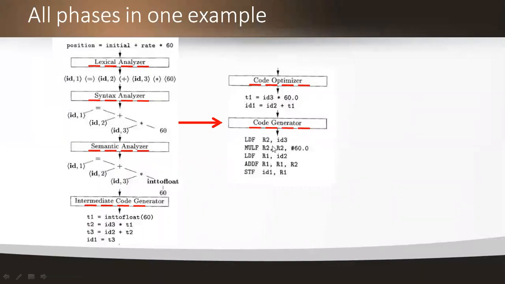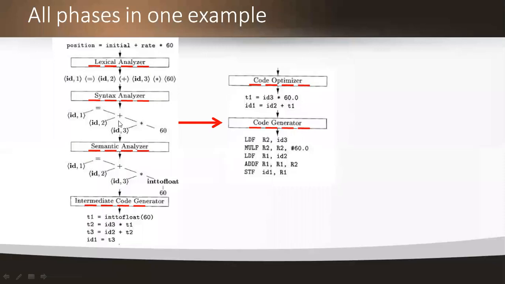Again, we are not writing ID3 here. We are just naming with registers. We define the register names. That's all. Why? Because in register 2, the ID3 was already stored. Already we loaded the ID3 in register 2. Now we perform the multiplication operation with 60.0. Now again, I am taking another register R1. Now I am loading this ID2 into the R1 register.